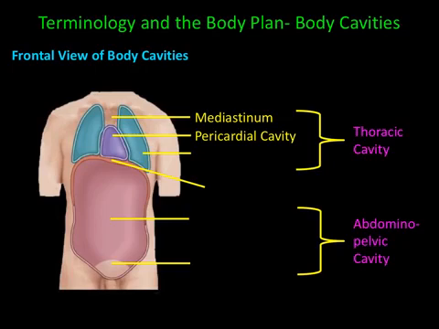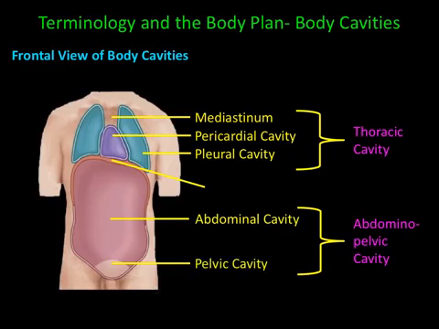And the third cavity is called the pleural cavity. And the pleural cavity is where you'll find the lungs. And finally, as mentioned previously, the abdominal pelvic cavity has two subdivisions. The first subdivision is the abdominal cavity, and the second subdivision is the pelvic cavity.